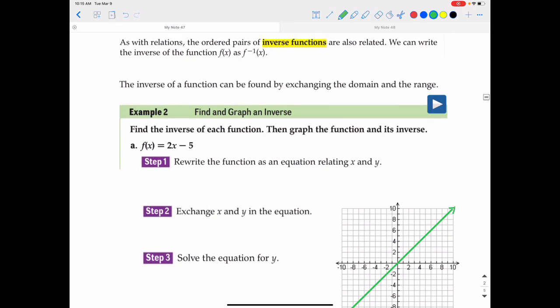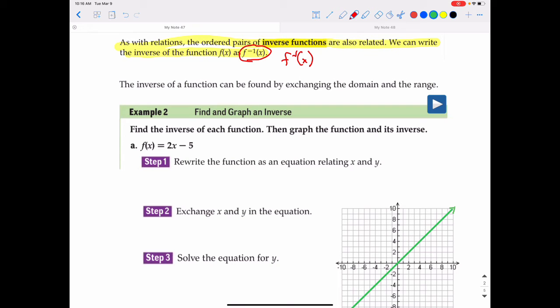Most of what we do is to find the inverses of functions, those things that are in function notation. As with relations, the ordered pairs of inverse functions are also related. We can write the inverse of the function f of x as f negative 1 of x. When you write an inverse, there's a new notation that we're going to use, f negative 1 of x. That means that it is the inverse of f of x.